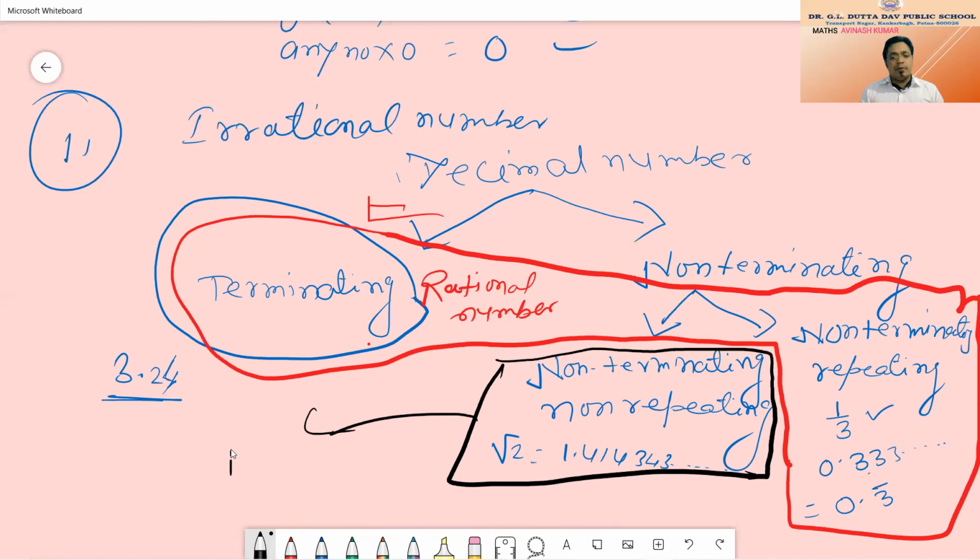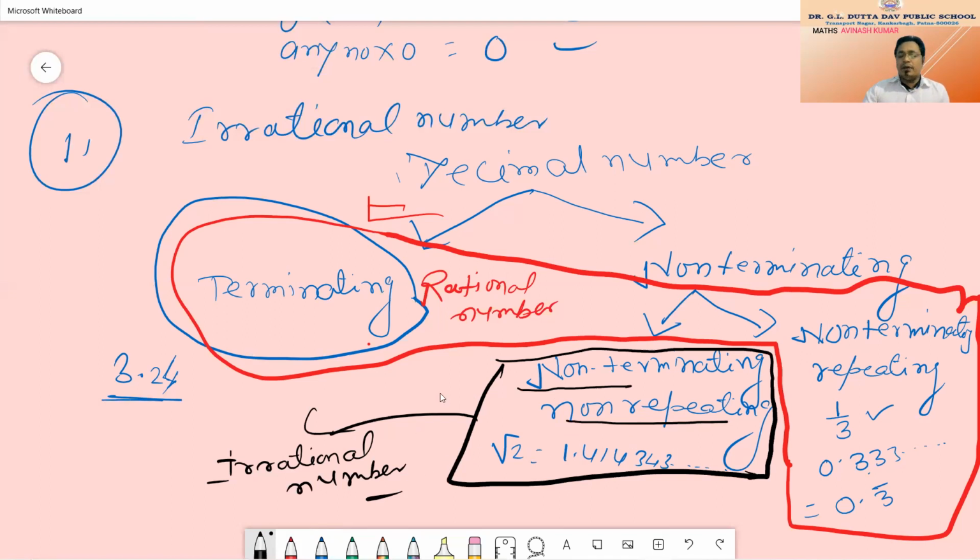This is irrational number. It means what? Now we can define an irrational number. Students, if we want to define an irrational number, we simply say a non-terminating, non-repeating decimal number is called an irrational number.